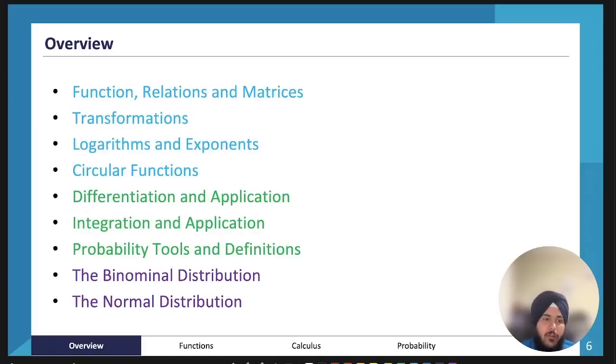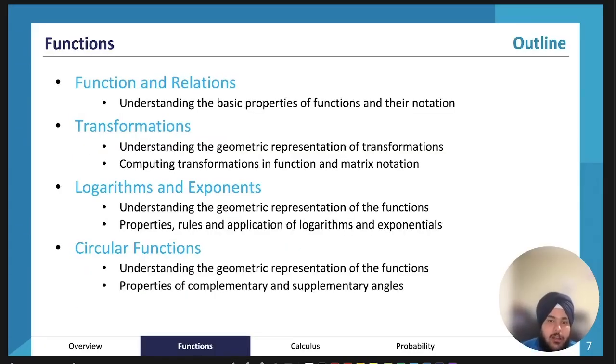Okay, so for the first part of the lesson, we'll be focusing on functions and relations. Then we'll be focusing on transformations, logarithms, exponentials, circular functions, and then we'll move on to more calculus, so differentiation and applications, integration and applications, probability, and then lastly, we'll be moving to binomial distribution and the normal distribution. Okay, let's move on with today's lecture.